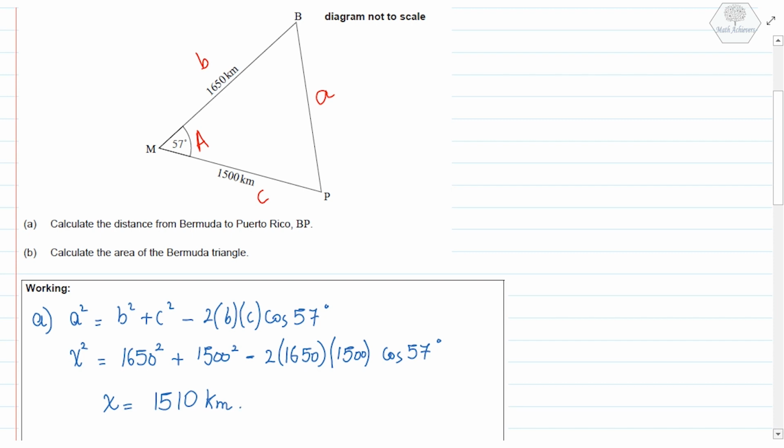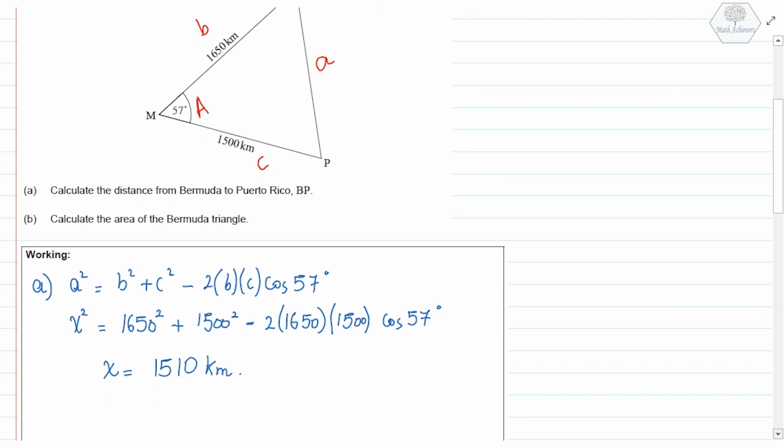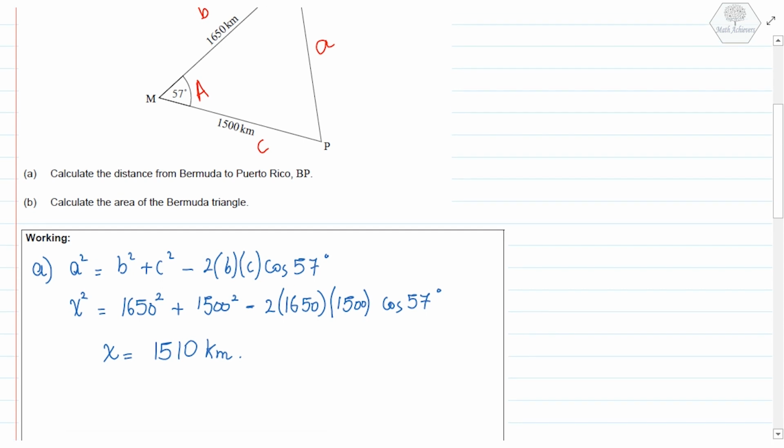For part B, we want to find the area of this triangle. The area simply equals, since I don't have the perpendicular height, half times side 1 times side 2 times the sine of the angle between them. So the area is equal to half times side 1, which is 1650, it's already given in the question, times side 2, which is 1500, already given in the question, times sine the angle between them, which is 57.